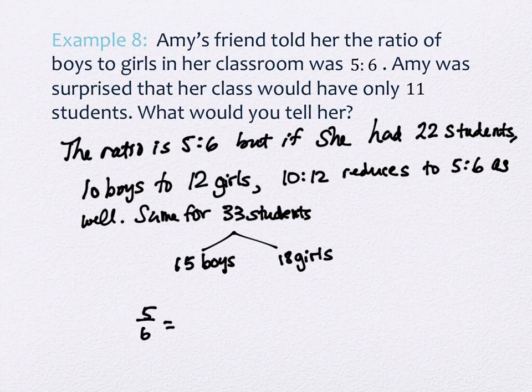So we could multiply the top and the bottom by 2. That gives me the 10 and the 12. Or we could multiply the 5 over the 6 by 3, which gives me 15 and 18. And this would go on indefinitely. The context probably indicates that we would stop at this point, right? You think about your classrooms.